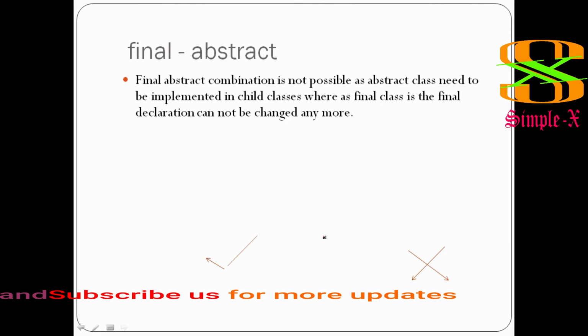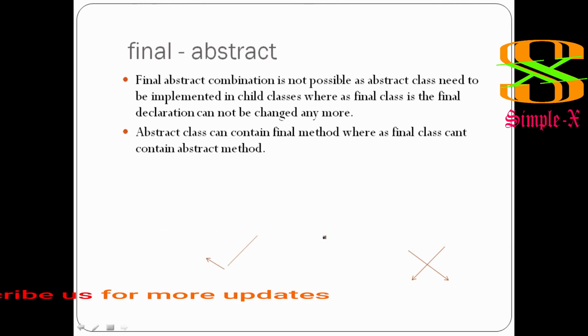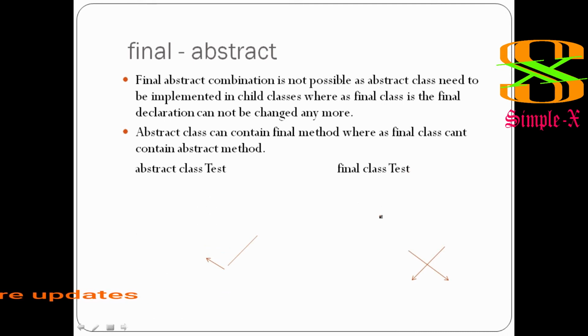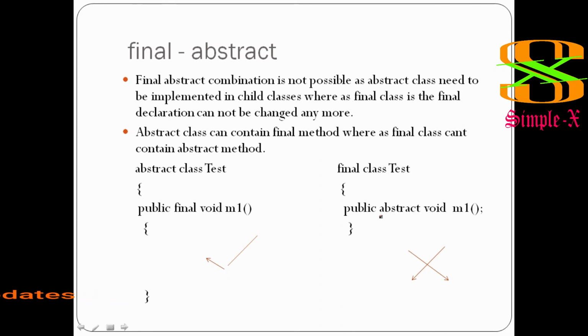Okay, there are two keywords, final and abstract. Used together, these two are invalid actually, but in some cases we will see how the declarations vary. An abstract class can contain a final method, but a final class cannot contain an abstract method. Just look at the differences carefully.